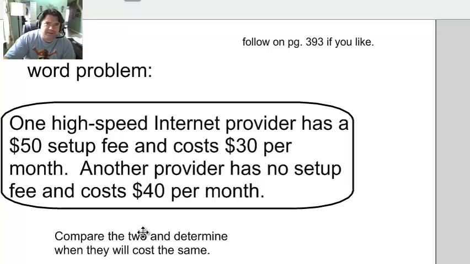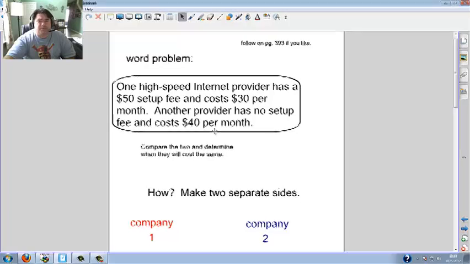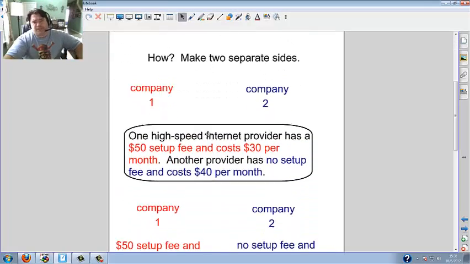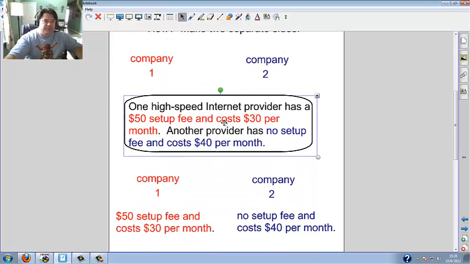So let's get back to this question here. Basically, one high-speed provider: $50 for setup, $30 a month. The other: no setup, $40 a month. So let's go ahead and separate the two. I highlighted this in red for company 1.